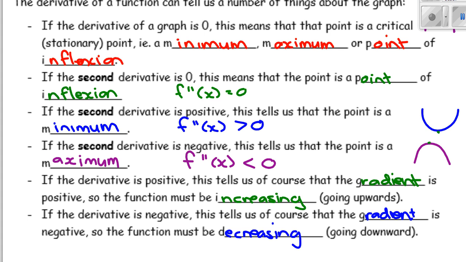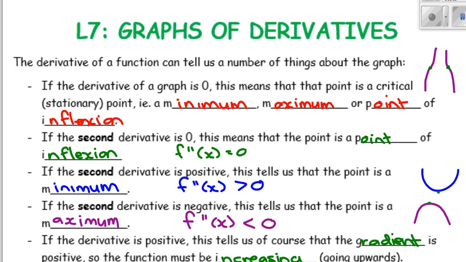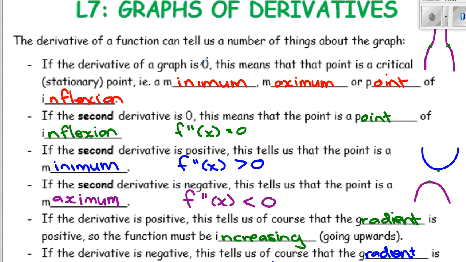Types of derivatives. If you sub the x value into the derivative and you get 0, that means it was either a maximum, a minimum, or a point of inflection. The way to know whether it's a maximum, a minimum, or a point of inflection is to then sub the x value into the second derivative.